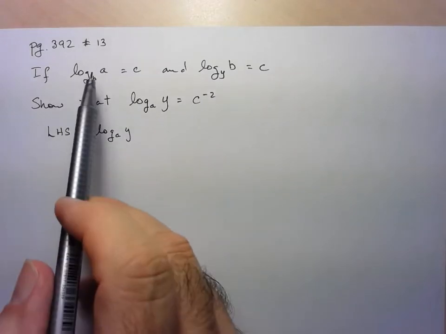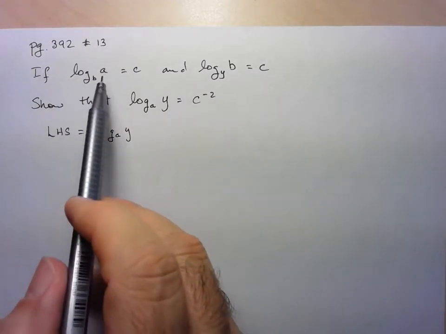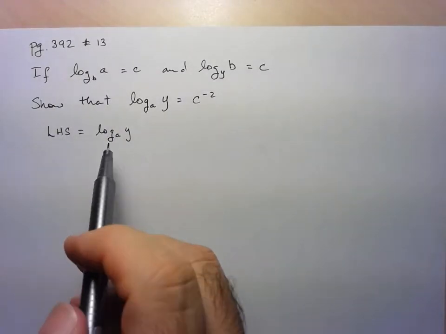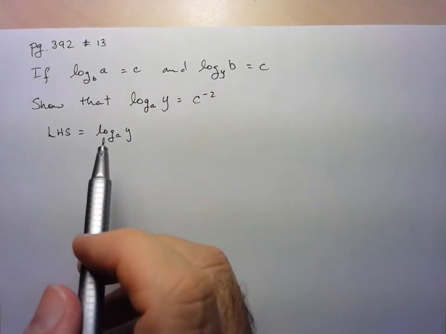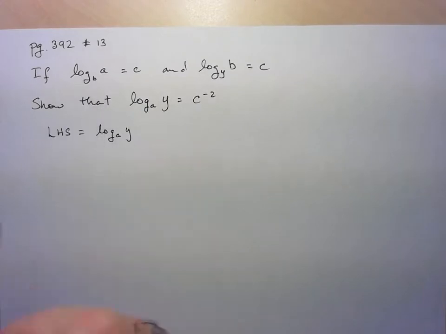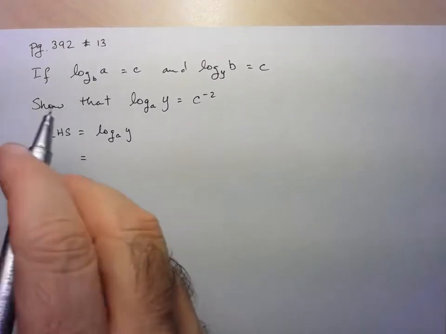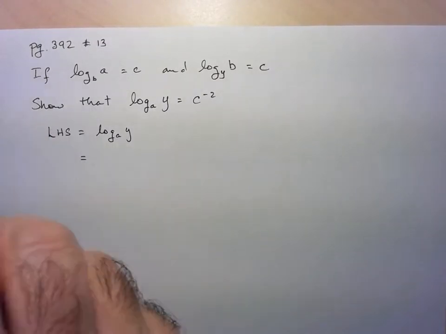So I notice here that they give me some information about a logarithm, except the base is different. This is a trick that comes in pretty handy: when you're working with one base, but the information is given in terms of another base, do a change of base. So I'm just going to apply my change of base formula. So let's write this expression in terms of log base b.